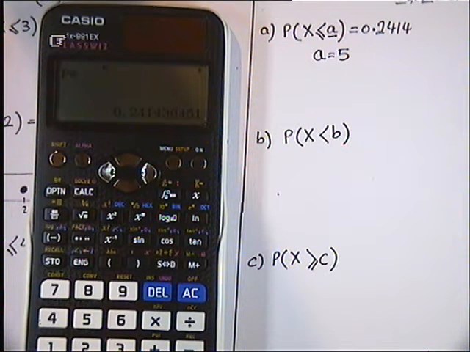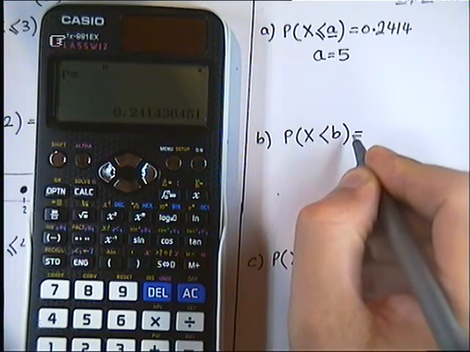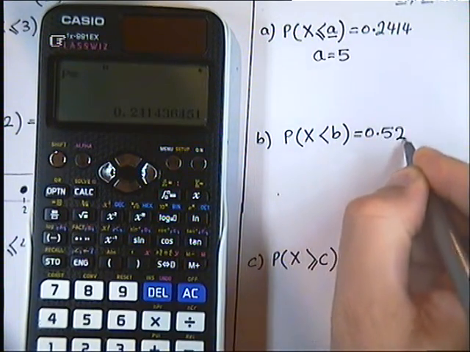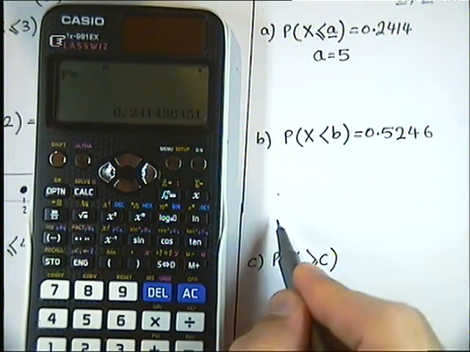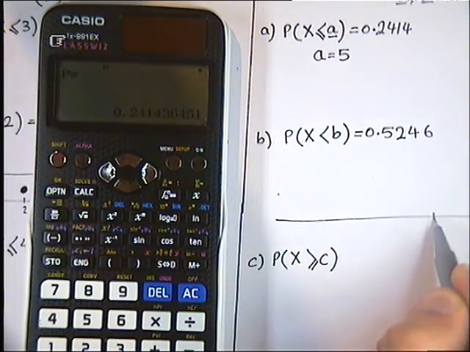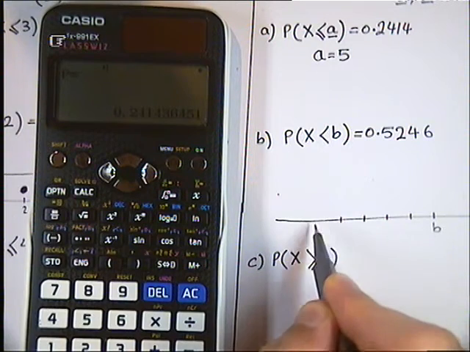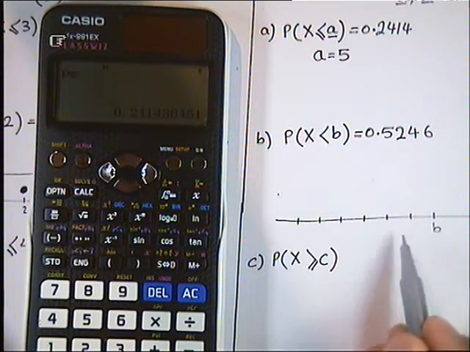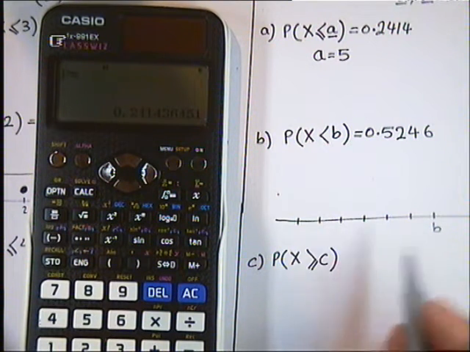So the next example is probability, given that probability of x less than b is equal to 0.525. 4, 6. I draw a number line again. Let's say here is B. Okay. We don't know what are these numbers. If, for example, B is 7, this number would be 6. This number would be 5, and so on.